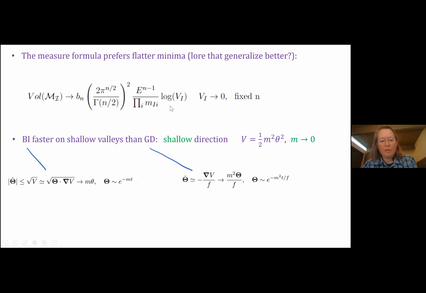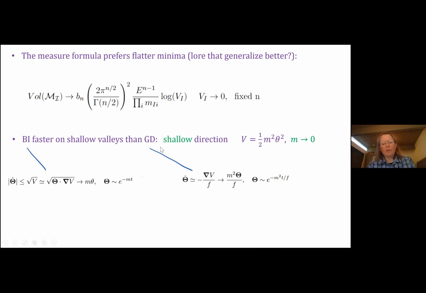So one thing people talk about in machine learning, from what I've seen, and I'm not sure what things are lore and so on, is some argument that flatter minima are better in some way. Sort of the idea is you make less of a mistake if you just shift it a little bit. So for what it's worth, our formula predicts finding the flatter minima, since they have greater phase space volume.